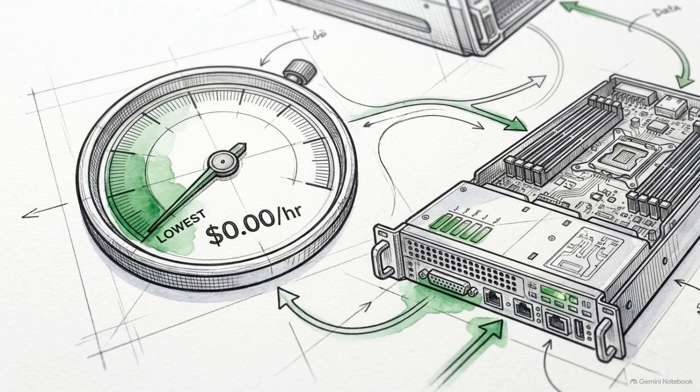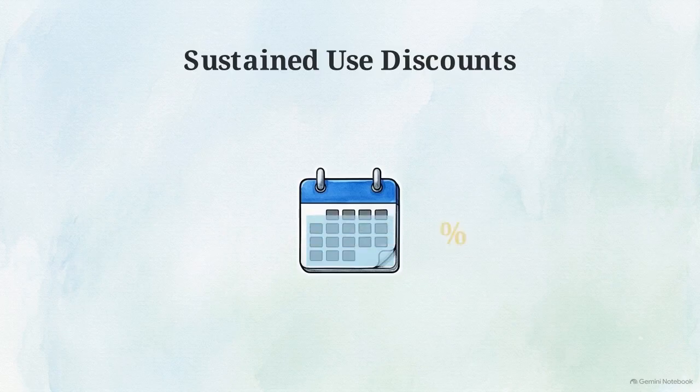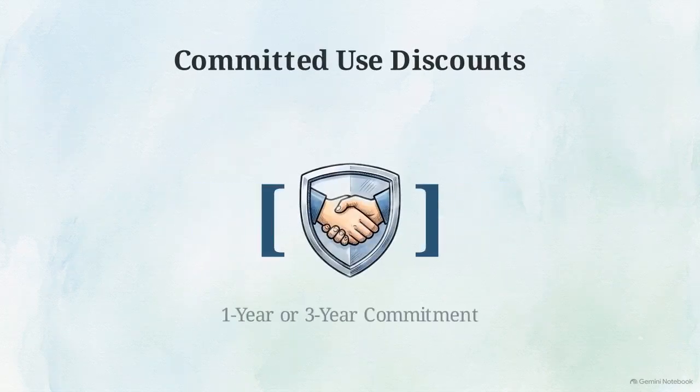One of the biggest advantages of the cloud is its financial flexibility. You only pay for the virtual resources you're actually using at any given moment. Google applies sustained use discounts automatically. Running a machine for most of the month lowers your rate. Committing for a full year provides steeper savings.